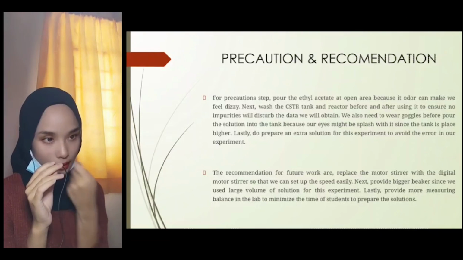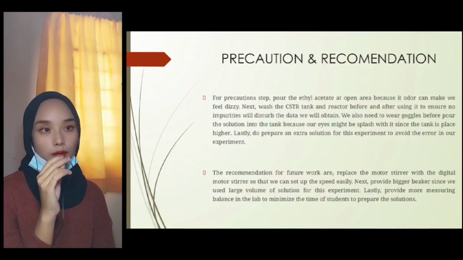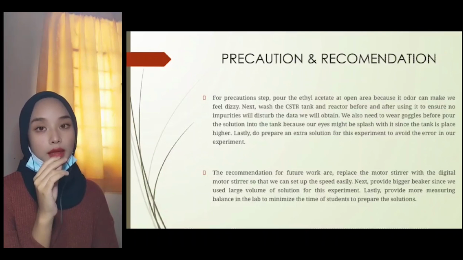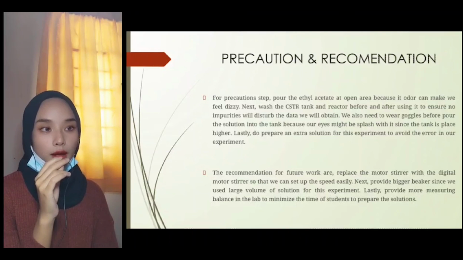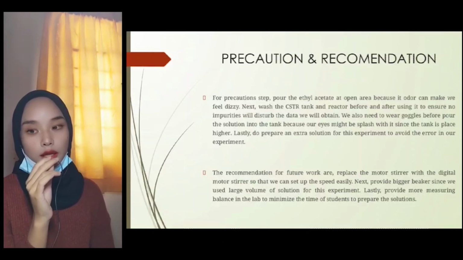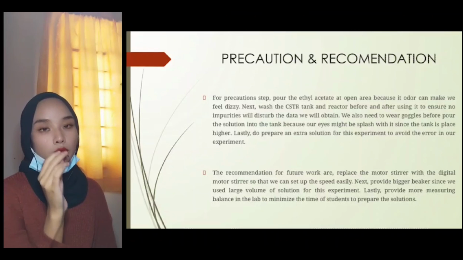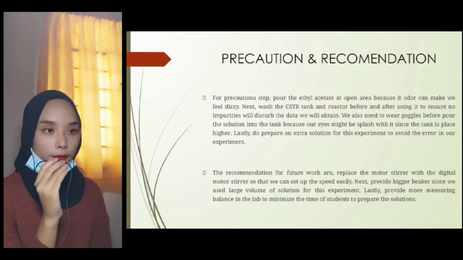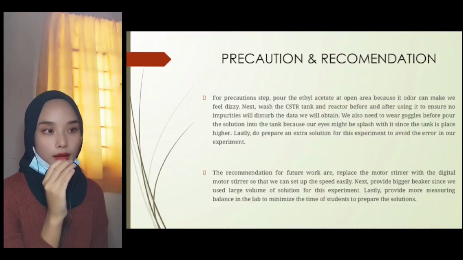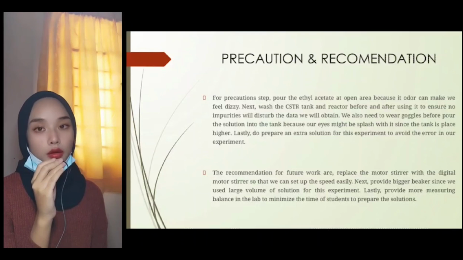The recommendations for future work are to replace the motor stirrer with a digital motor stirrer so that we can set the speed easily. Next, provide a bigger beaker, since we use a large volume for this experiment. Lastly, provide more measuring balances in the lab to minimize the time students need to prepare the solution.